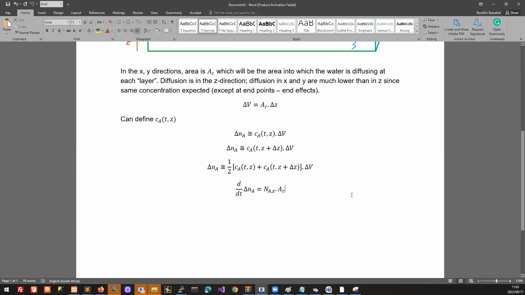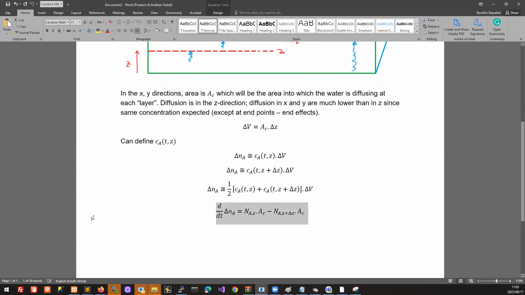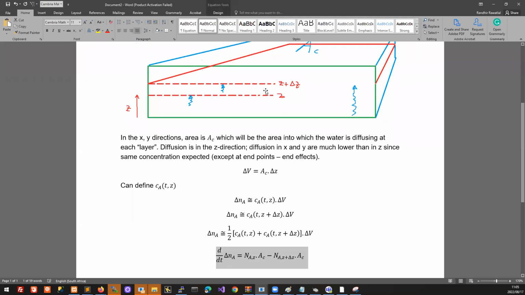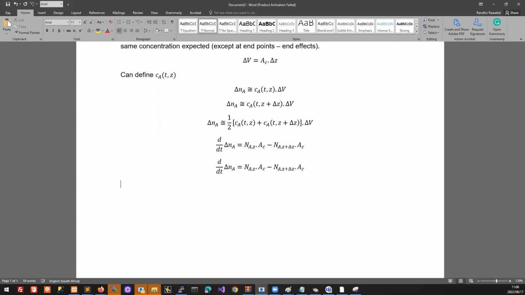Okay, so that's what's coming in. And then what's coming out here is going to be minus NA, and this is going to be at Z plus delta Z times AC. And really, that's it. That's everything that's happening in our system. This equation fully describes what's happening in this sub-volume. But it's not so easy to work with this equation because the variables are not on the same basis. So let's start converting them.